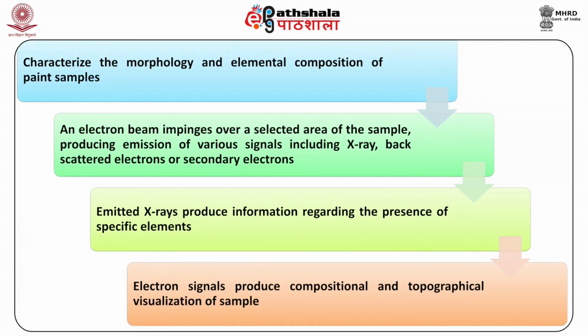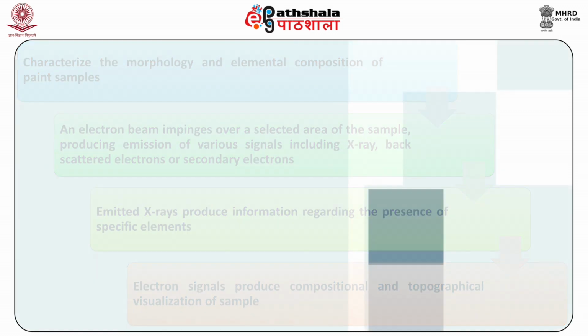Coming to scanning electron microscopy energy dispersive X-ray analysis. Now, this technique is used to characterize the morphology and the elemental composition of the paint samples. In this process, an electron beam impinges over a selected area of the sample, producing emission of various signals including X-rays, backscattered electrons or secondary electrons. Now, the emitted X-rays produce information regarding the presence of specific elements, while electron signals produce compositional and topographical visualization of the sample.